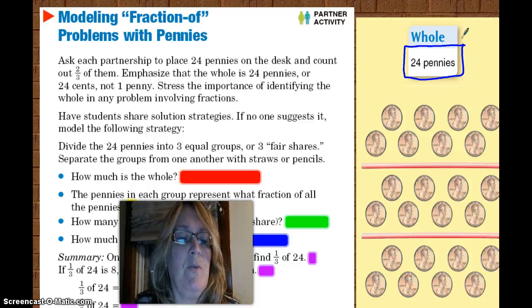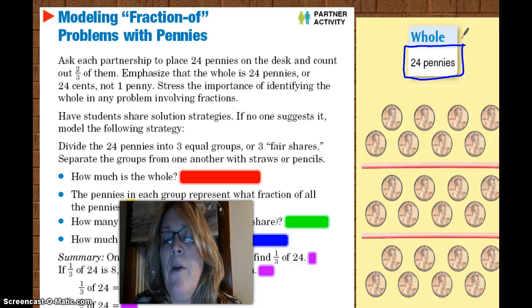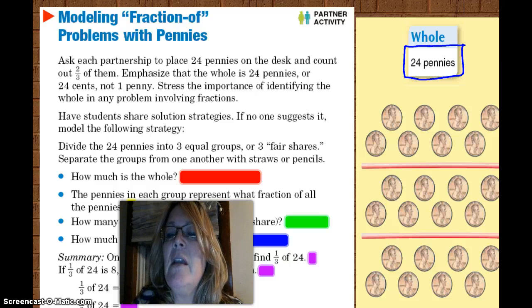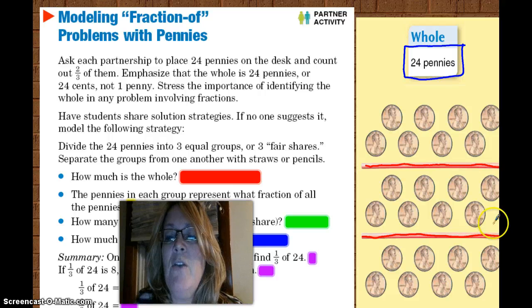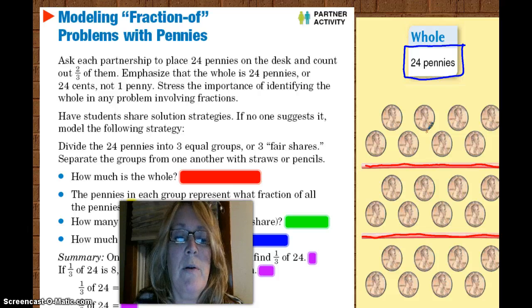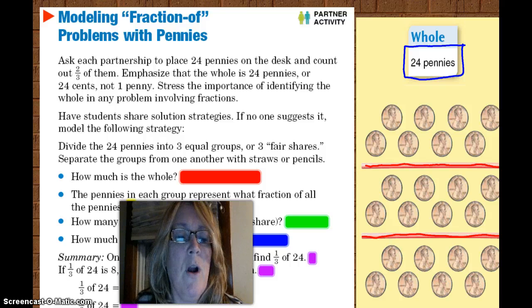Alright, so we need to divide these 24 pennies into 3 equal groups, or 3 fair shares. So we separate the groups from one another with straws or pencils, and you can see here that was done for you. Here's where they separated one group, and here's where they separated the other group, and you can see that there are exactly the same amount of pennies in each group. This is one group, 2, and 3. So far we know that 24 divided by 3 groups is going to equal a number.